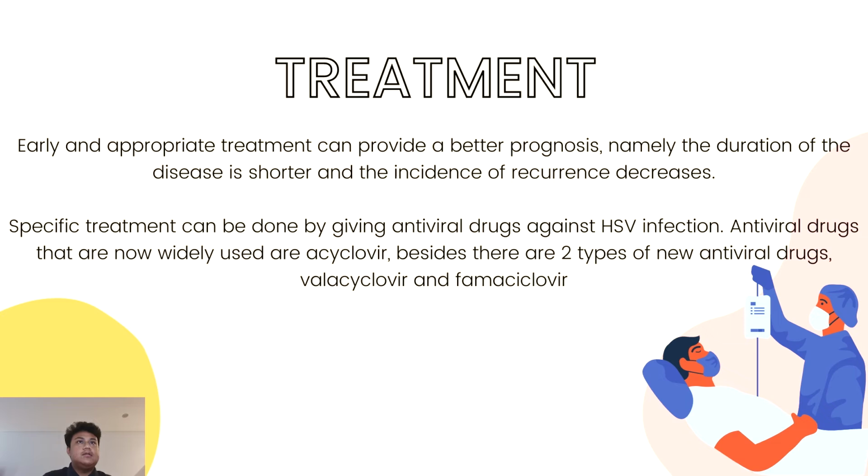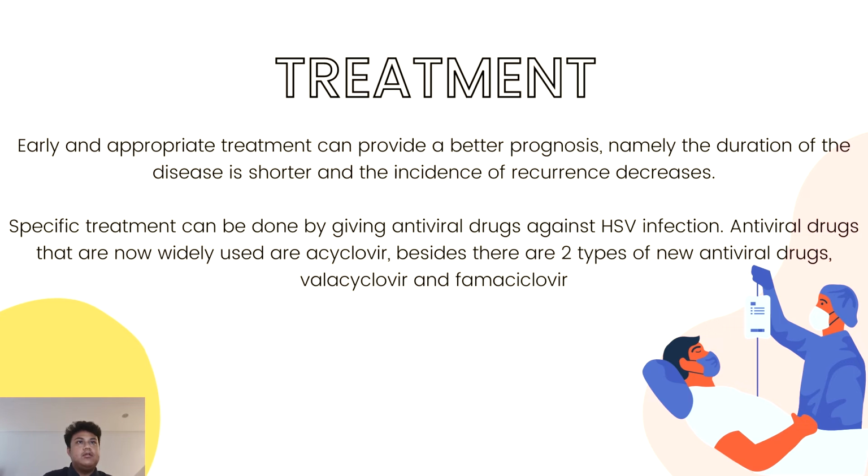Specific treatment can be done by giving antiviral drugs against HSV infection. Antiviral drugs that are now widely used are acyclovir. Besides, there are 2 types of new antiviral drugs, valacyclovir and famciclovir. The effect of these antiviral drugs has not been able to eradicate the virus, but only reduces viral shedding, shortens the illness period, and reduces recurrence.